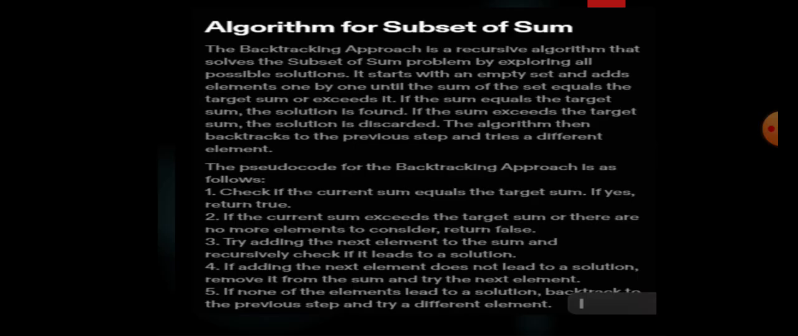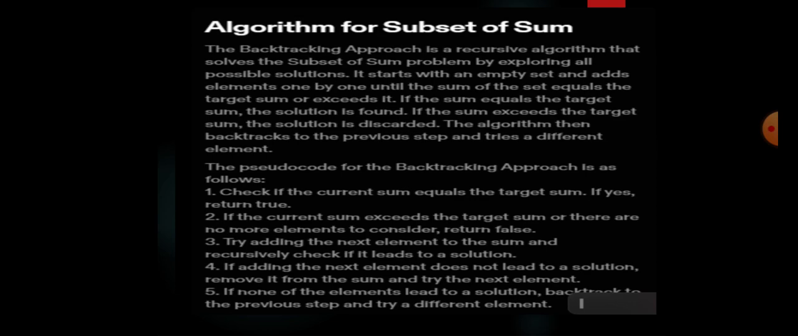Next we are going to see the algorithm for the subset of sum problem. The backtracking approach is a recursive algorithm that solves the subset of sum problem by exploring all the possible solutions. It starts with the empty set and adds the elements one by one until the sum of the set is equal to the target sum value. If it exceeds, we have to move to the previous step and try the next solution. So this algorithm backtracks when there is no solution in a particular branch.